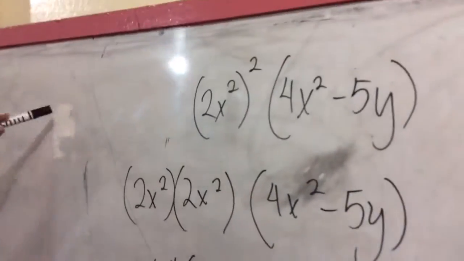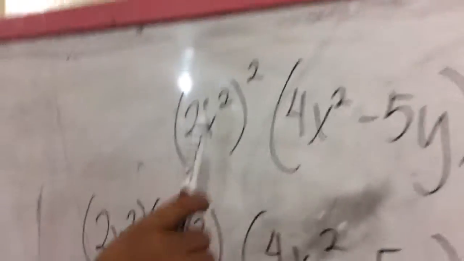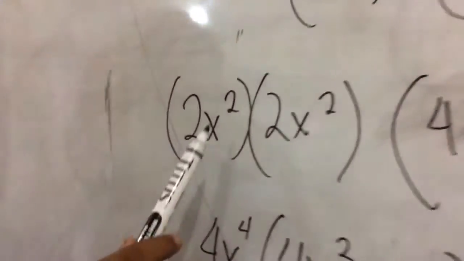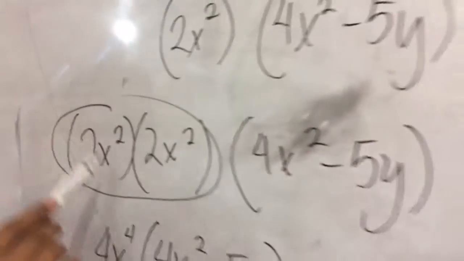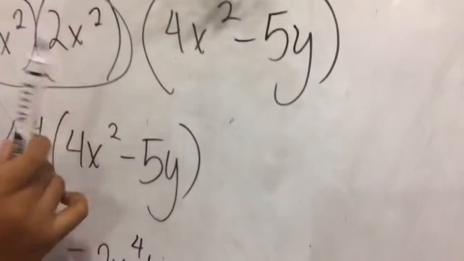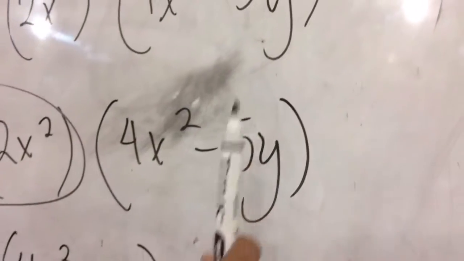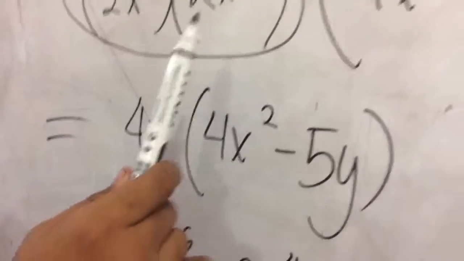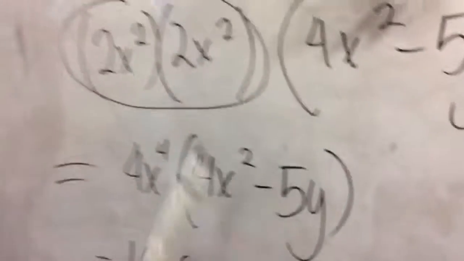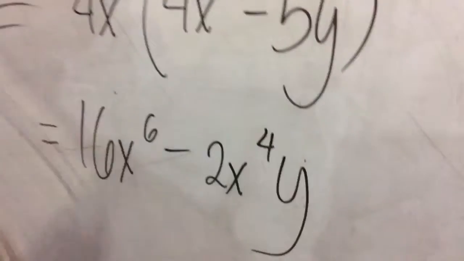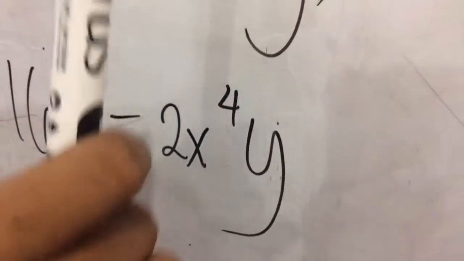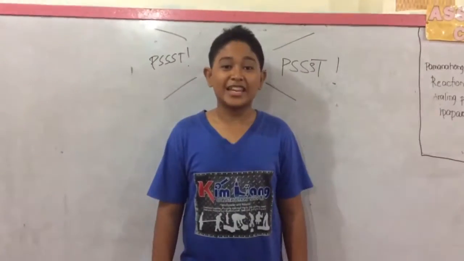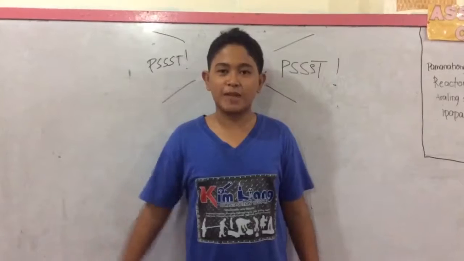Let's have this last example before we end this episode. 2x squared squared, quantity 4x squared minus 5y equals, we square this, then another 2x squared, then another 2x squared, quantity 4x squared minus 5y, and the answer will be 4x raised to 4, quantity 4x squared minus 5y equals 16x raised to 6 minus 2x raised to 4y. And that's all you need to know about multiplying algebraic expressions.